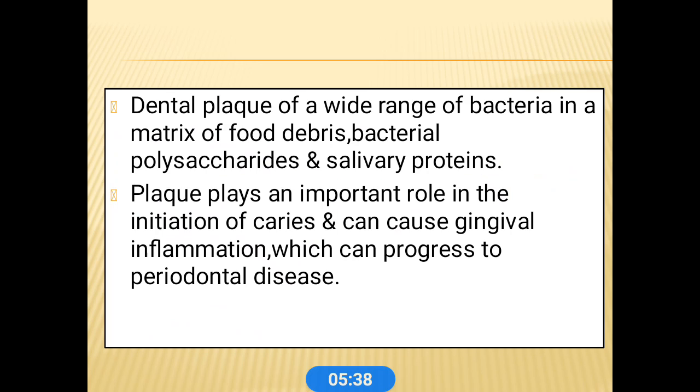So this dental plaque or caries is the initial stage. If it is left untreated, this leads to periodontal diseases or gingival inflammations.